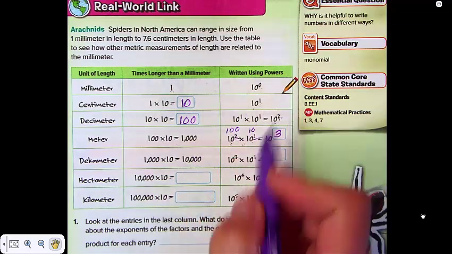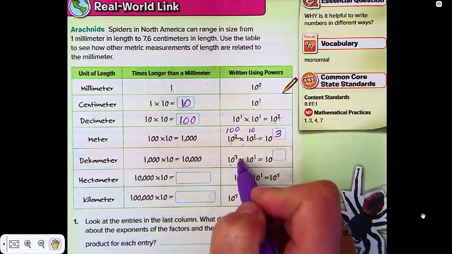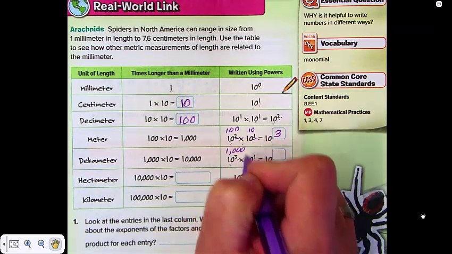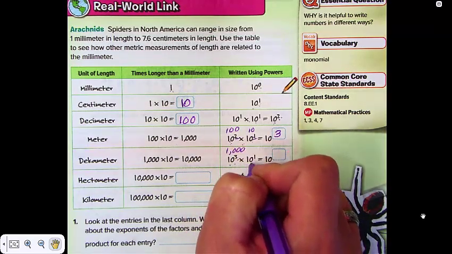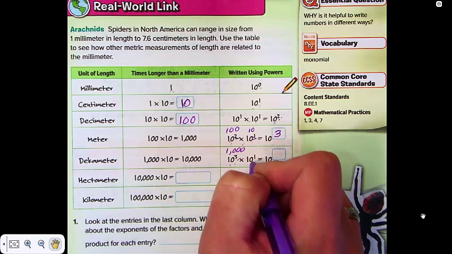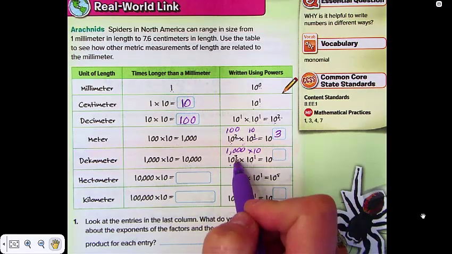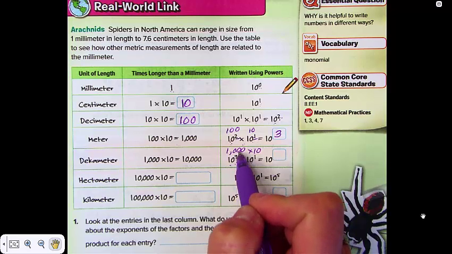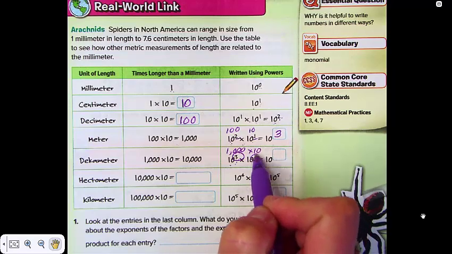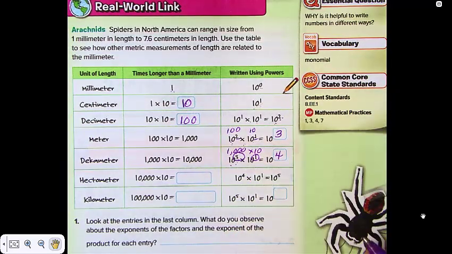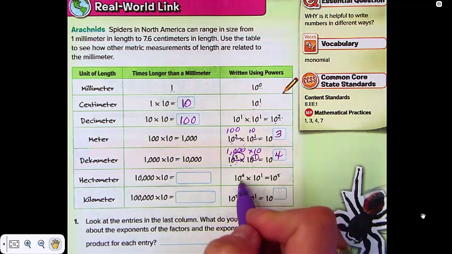Now let's look down here. Now I have 10 to the third power, which is 1,000, because we just solved for that. And I'm taking that times another 10, or times 1 ten. And if I look, I have 10 to the third power, so I have 3 here, and I have 1 here. 3 plus 1 is 10 to the fourth power. So let's look at this one. Let's see if it works out.